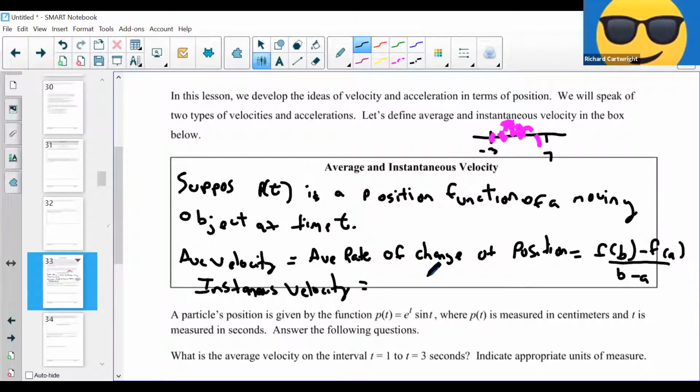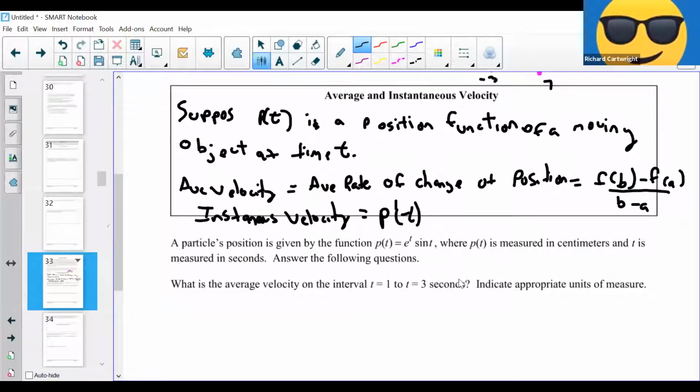Nobody. Okay, I'll just pretend I'm by myself. P prime of t. It's the derivative at a certain point. Okay, it's a derivative at a certain point. Do I need to write anything here?